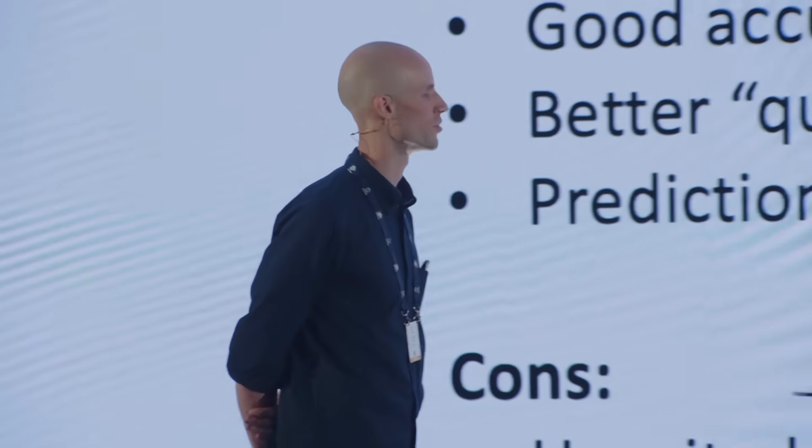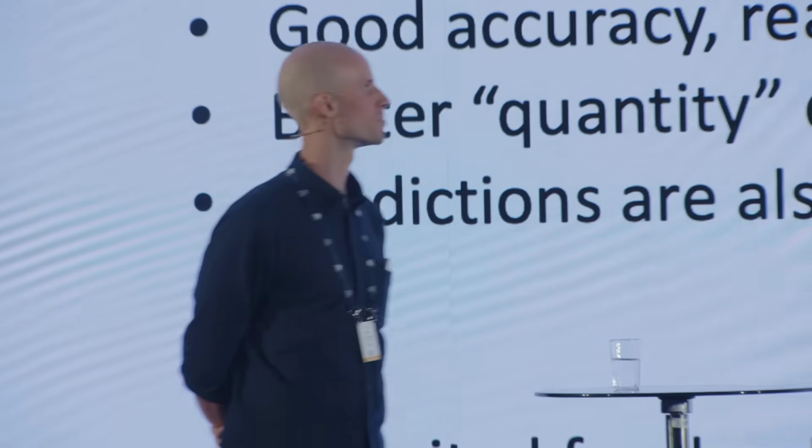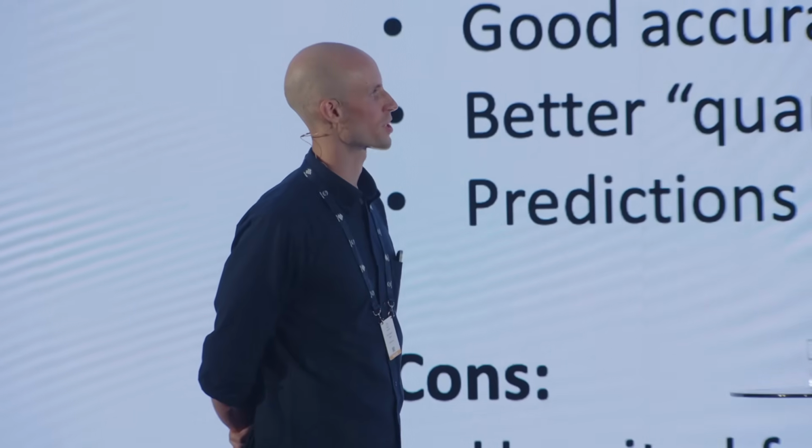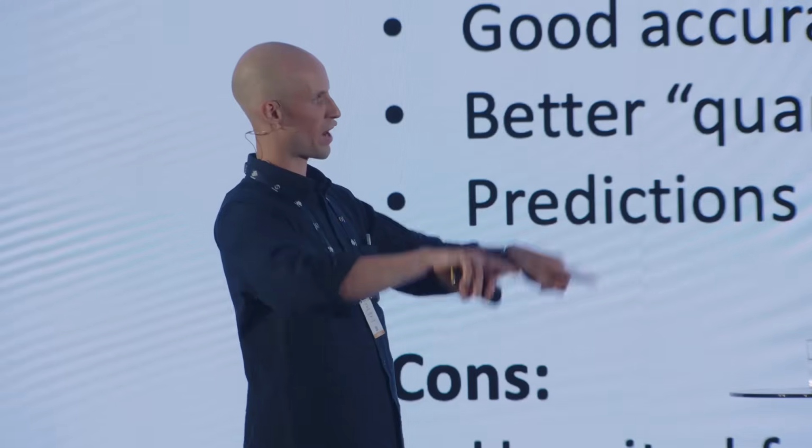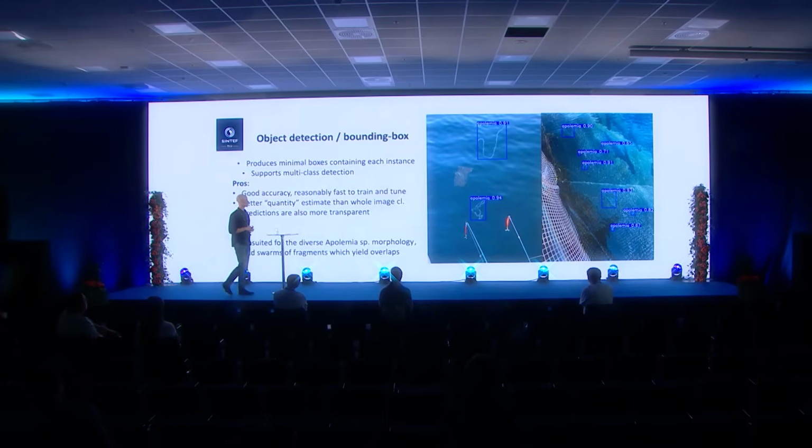So therefore, to address these drawbacks, we went on to do so-called bounding box detection. This is a detection method which produces bounding boxes around each object that it detects. We have two images here. In the leftmost image, there are two intact colonies of Apolemia that the model detects. And it's a bit more of a chaotic environment in the rightmost image, but the model correctly identifies all the different ones, even given the fish nets all around it.